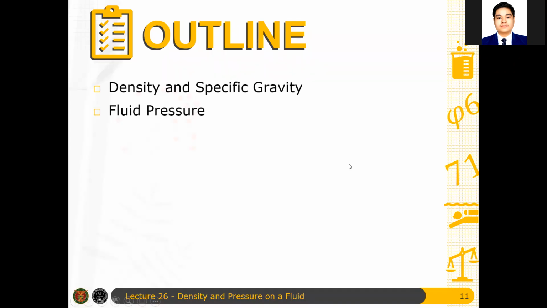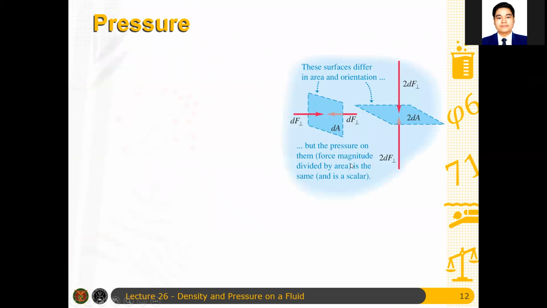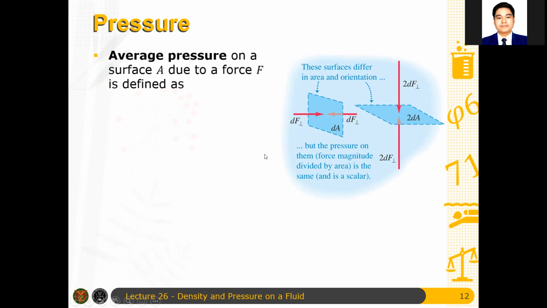Okay, so we're done with density and specific gravity. Let's go to fluid pressure. So for pressure, as I said, pressure is basically force per area. But strictly speaking, remember, pressure is a scalar quantity. The average pressure on a surface A due to a force F is defined by the perpendicular component of the force over area. It's not necessarily the force, but actually only the perpendicular component.